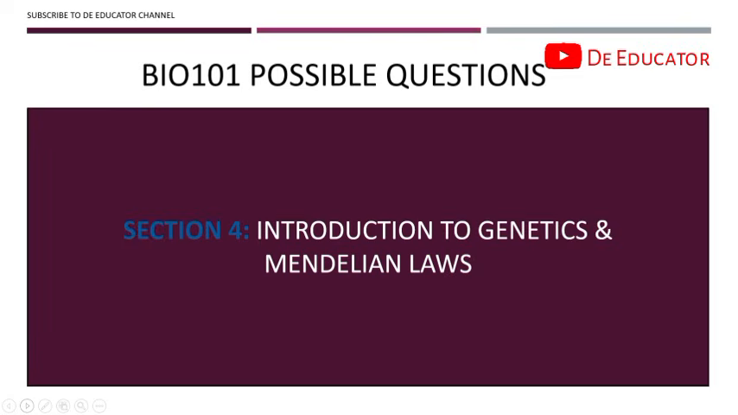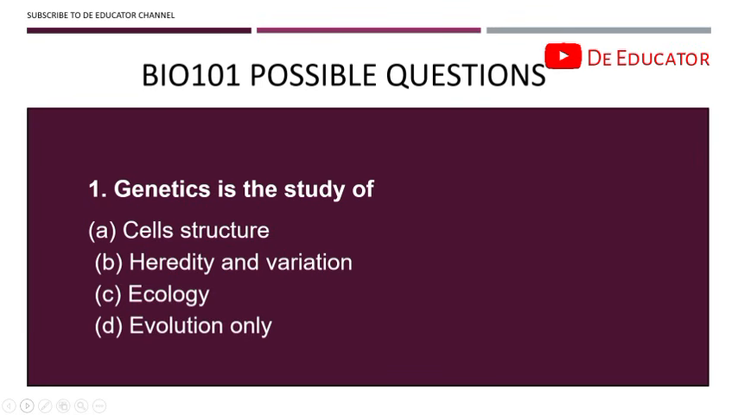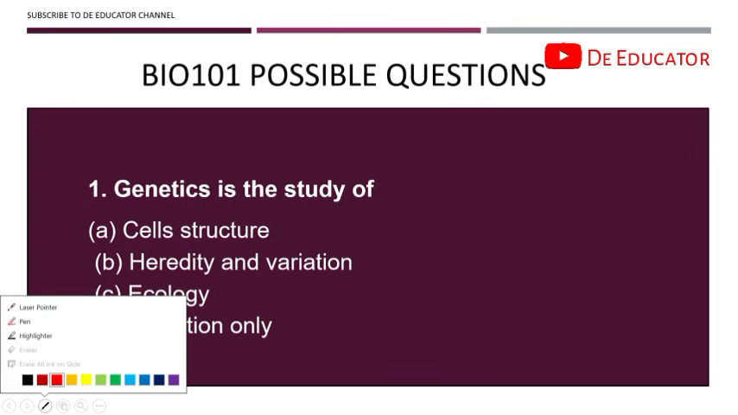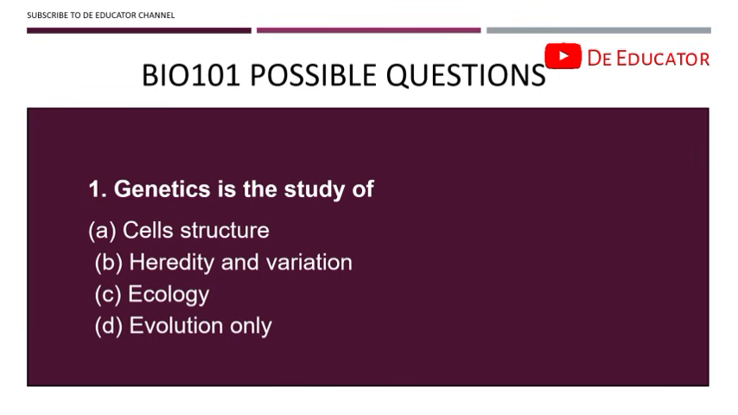So first question: genetics is the study of... That is the way we start. Very simple questions first, and trust me, that is the way your exam is going to be. Genetics is the study of heredity and variation. So basically, genetics tells you how things are transferred from one generation to another, and also explains why there are variations among organisms, especially organisms of the same species.